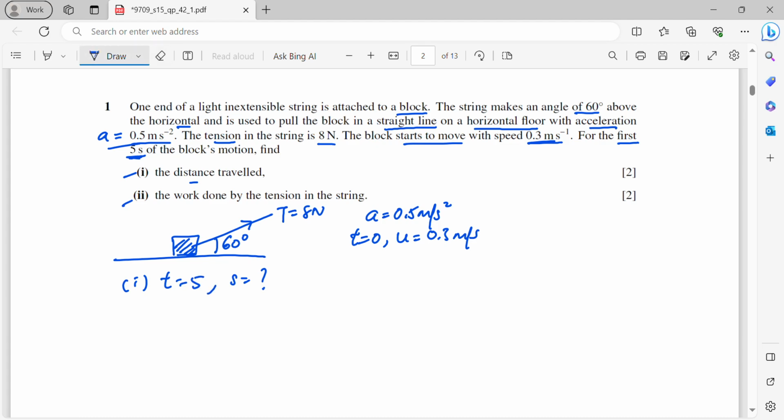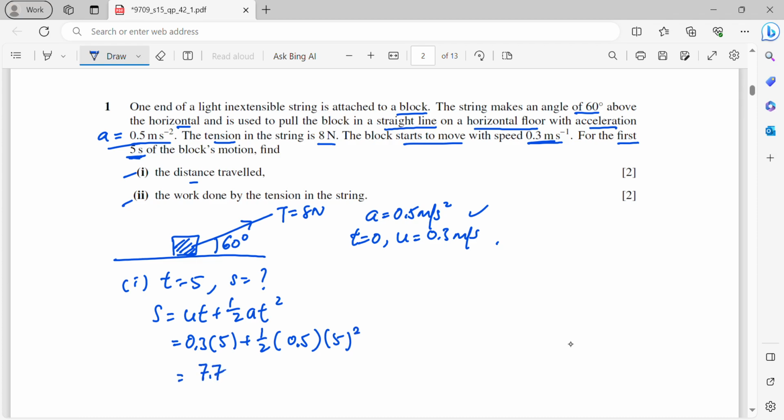To get the distance, our solution is using s equals ut plus half at squared. So the u is given 0.3, the t is 5, plus half, a is given 0.5, and again the t is 5, so you square it. At last you will get 7.75 meters. We can use this formula because the block is moving in a straight line on a horizontal floor, which is a linear motion.